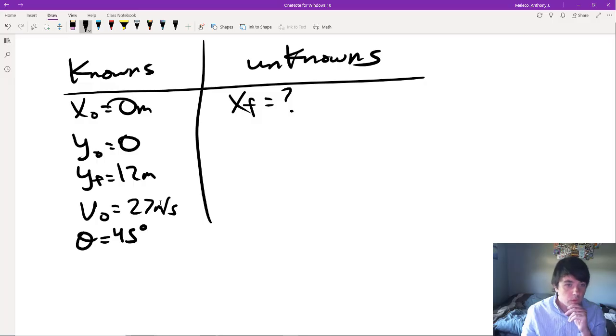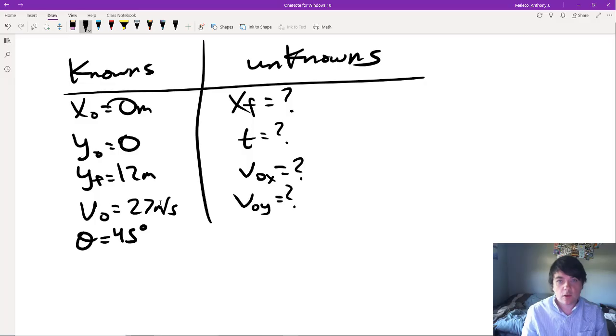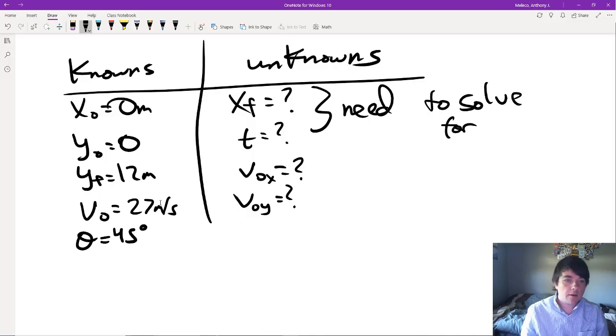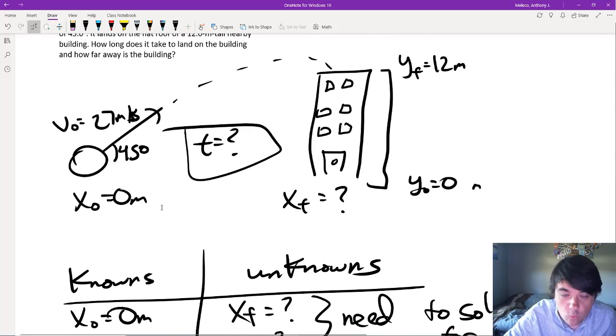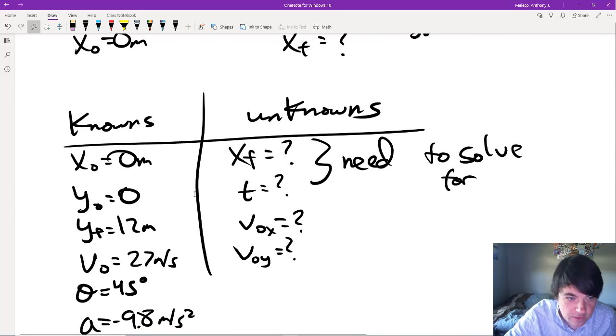What else? We don't know time. Like I said, we don't know v naught x or v naught y. We'll probably need those. This is what we need to solve for, ultimately. A is minus 9.8 again. That's everything. So we ultimately need y final.